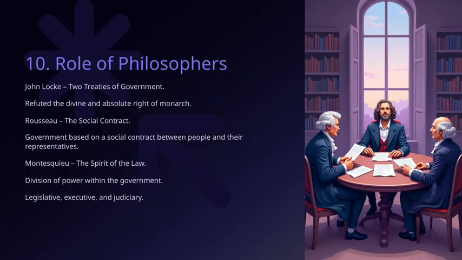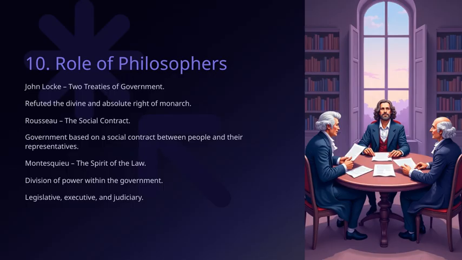Moving on to Rousseau, in The Social Contract, he proposed that legitimate government is based on a social contract between the people and their representatives. This means that governments derive their authority from the people, and in return, they must serve the common good.